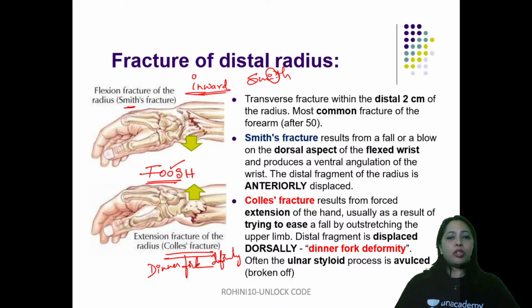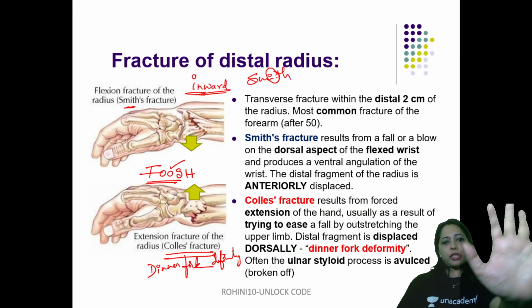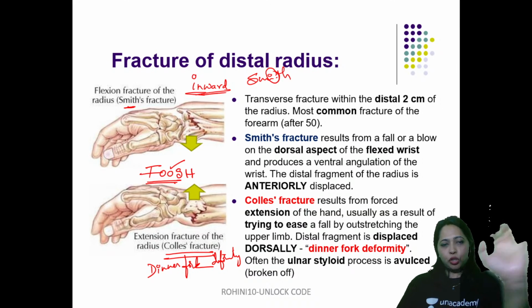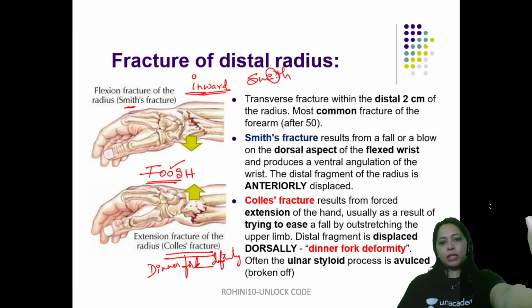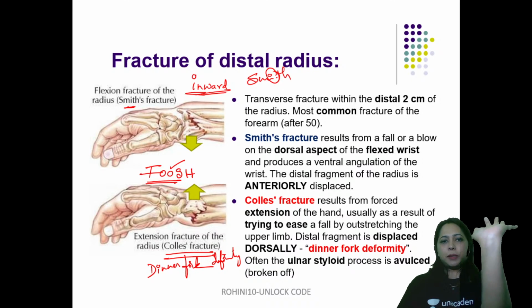So, fall on the outstretched hand. Here what happens is a forced extension of the hand, usually as the result of trying to ease a fall by grabbing onto something. So you may just stretch your hand so much that you will be hurting the distal end of the radius. So that is what happens.